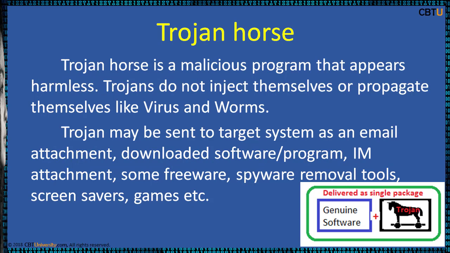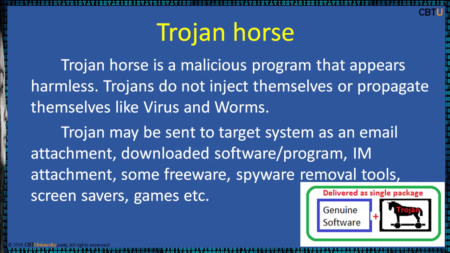Unlike viruses and worms, Trojans do not propagate themselves. Trojans are generally spread by some form of social engineering, like attempting to open an email attachment disguised to be unsuspicious, or by fake downloads. Hackers find many ways to distribute Trojans. It can be freeware, IM attachments, spyware removal tools, screensavers, games, etc.